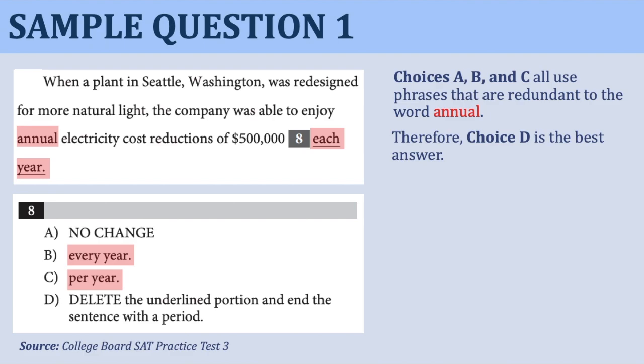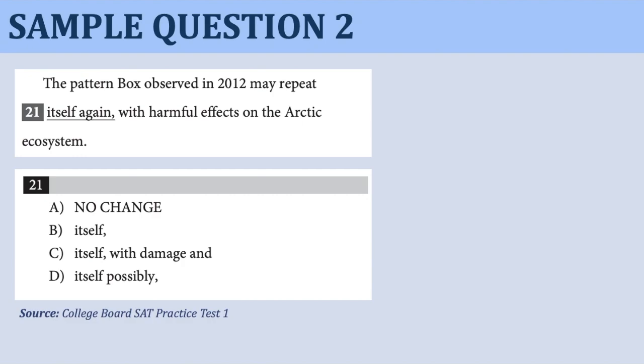So let's try another question with more complexity. So the pattern box observed in 2012 may repeat itself again with harmful effects on the Arctic ecosystem. Our answer options are A, no change, B, itself, with a comma, C, itself, comma, with damage and, or D, itself, possibly, comma. This question is even more complex because you have to pay attention to the punctuation. In this case, the punctuation is all fine with commas in the correct places, so we don't have to necessarily worry about that. But it is something to keep an eye out for on future questions.